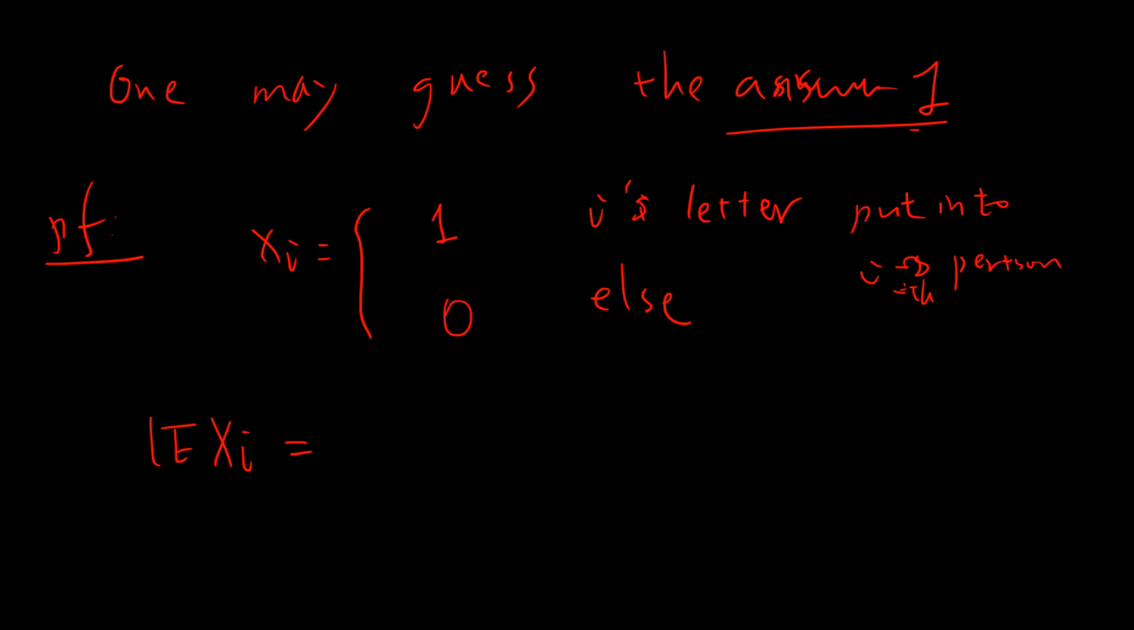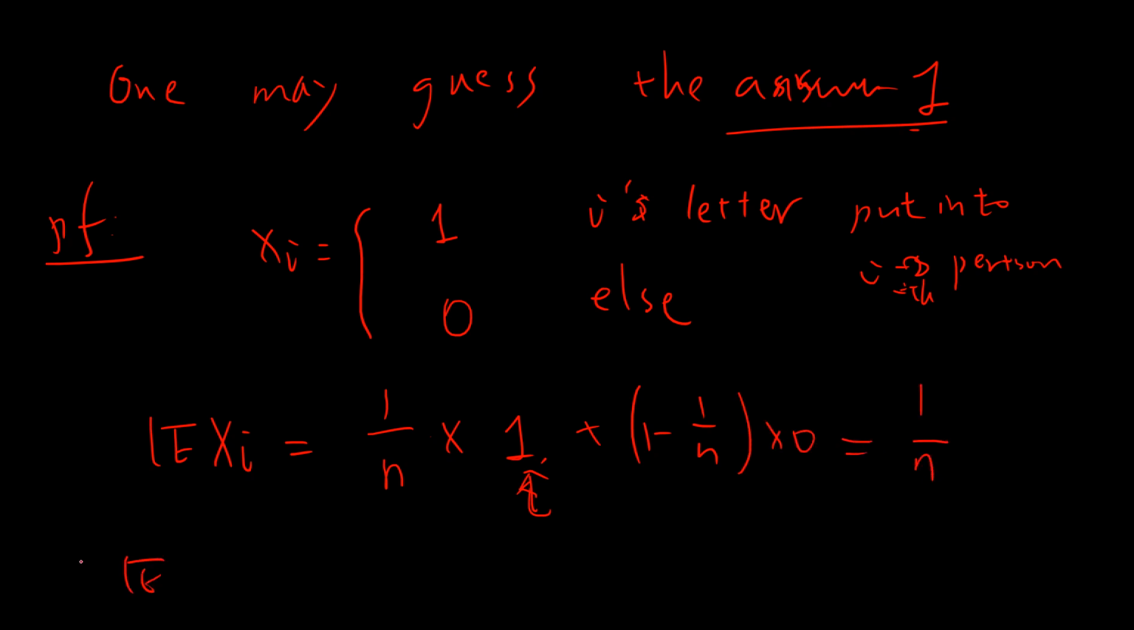So what is the probability that the i-th letter is put into the i-th person's envelope? The probability is 1 over n, because you have n letters, and the letter needs to be put at exactly the i-th position. So the expectation is 1 over n times 1, plus 1 minus 1 over n times 0. So the answer is 1 over n.